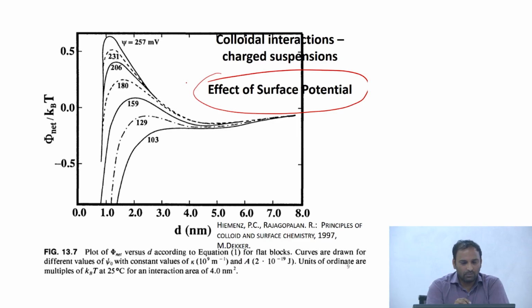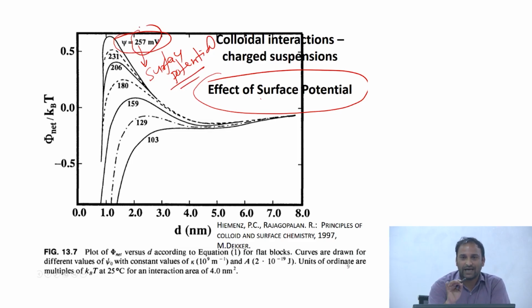I don't want to get into the details, but the surface charge is basically measured in terms of what is called a surface potential. The only thing that is important at this point is a higher value of psi means higher charge. Okay, and what I'm doing is I'm basically decreasing the surface charge, or decreasing the surface potential, going from 231 all the way down to 103.